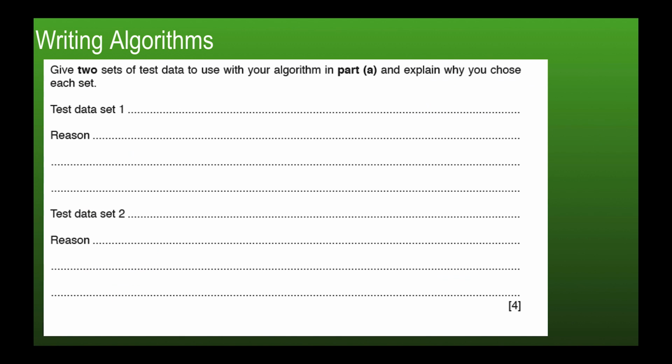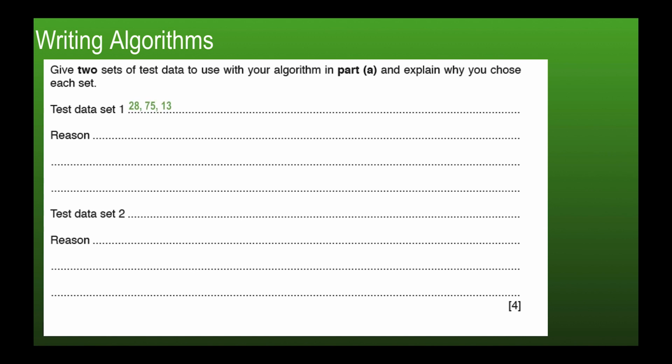Now we want to test our algorithm. So we need two sets of test data. Always pay attention, it says sets. When we ask for a set of data, I would advise at least 3 items in that set. And so there are 3 different types of test data. The 3 different types of test data are normal, abnormal, and extreme. This is a difficult one to have extreme for because we haven't set any upper or bottom limits to the numbers that could be entered. So I would stick to normal and abnormal for this section.